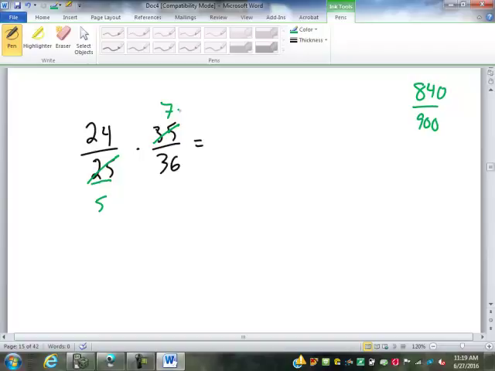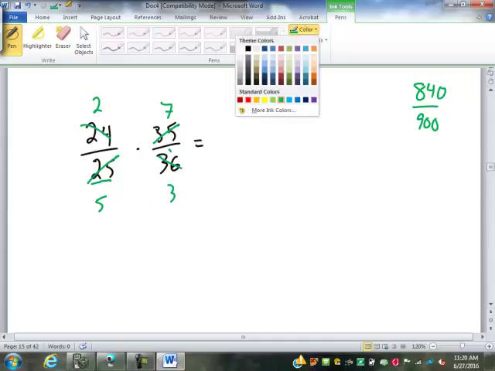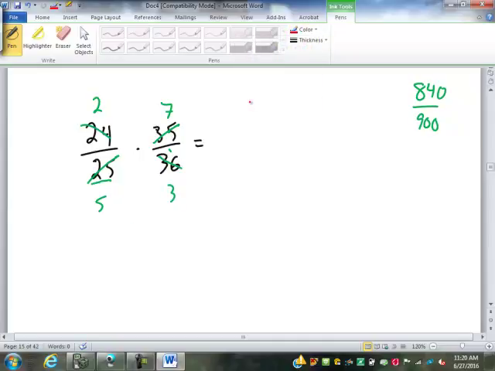12 is the biggest one. In an ideal world, we would see that first and divide by 12. 24 divided by 12 is 2. 36 divided by 12 is 3. If we don't see that first, it's not the end of the world.